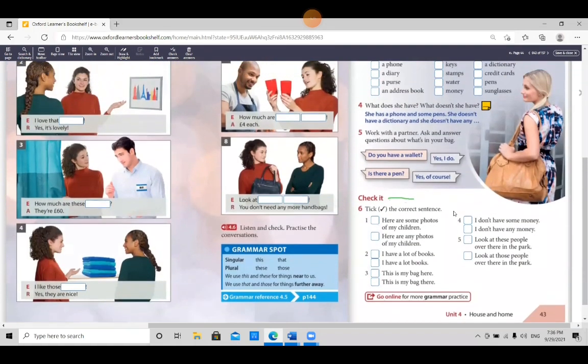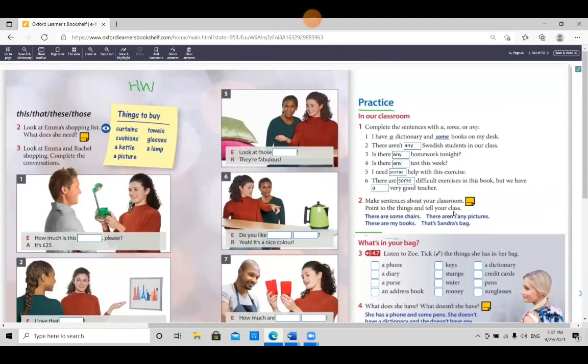Yes, but we have number 6. But we have a very good teacher. It is not negative and not a question. Why do you want to use any? But in one sentence is negative, and two sentences is positive. No, we don't have any negative in number 6.